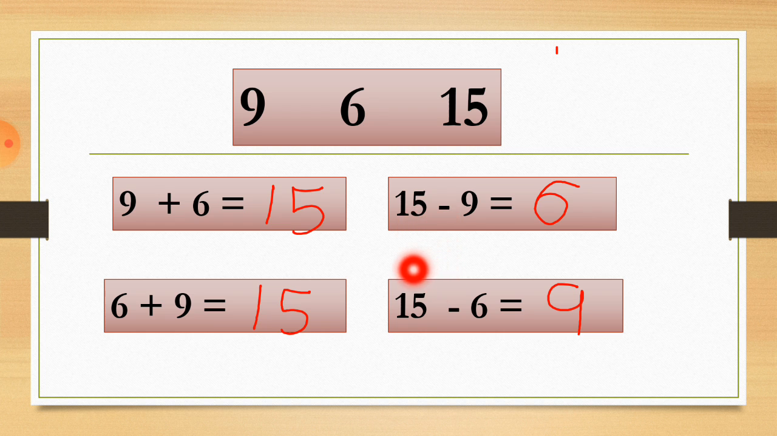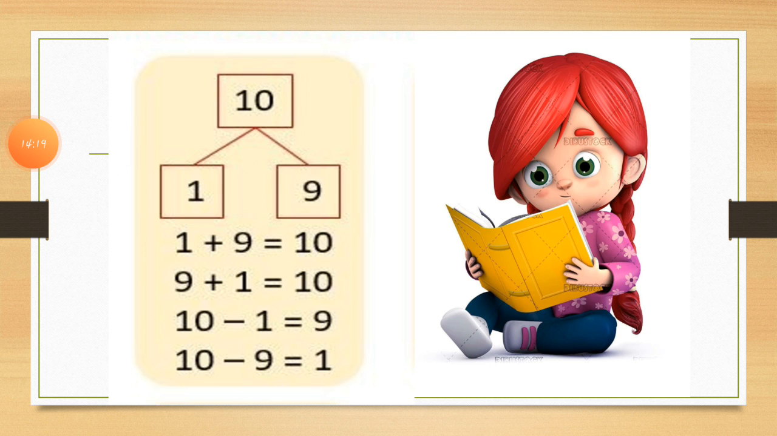In the next sum, 15 and 6. If you cut 6 from the 15 circles, you will get this number, which is our answer. So this is the family number. This is the concept of family numbers, students. Now let's see one example which is already solved.